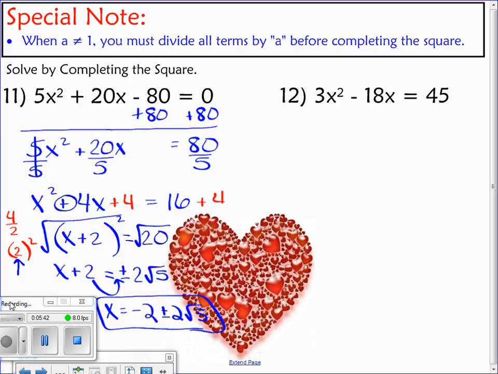So today's focus is not terrible. You just have to remember you have to divide by that a before you do the b over 2. Think alphabetically. A comes before b. So do the a stuff before you do the b over 2 stuff.